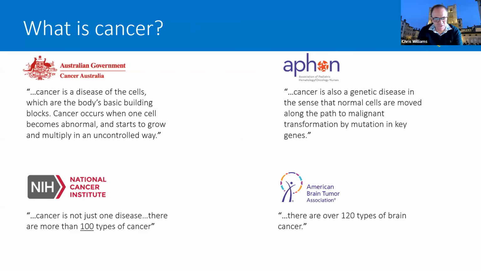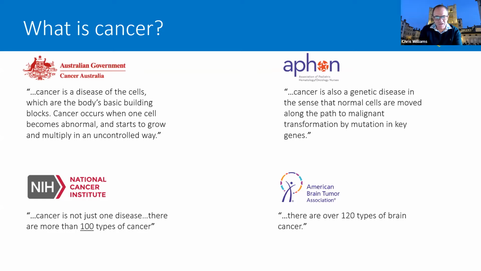So what is cancer? It's a disease of the cells, which are the body's basic building blocks. Australian Government Cancer Australia says it grows from abnormal cells, multiply in an abnormal way. The APON group, which is the North American group for oncology pediatric nurses, says it's also a genetic disease, that normal cells are moved along the path to malignant transformation. We know that genes and genetics and mutation is a big thing we're learning in cancer over the last 10 years. It's important to understand that cancer isn't a disease in itself.